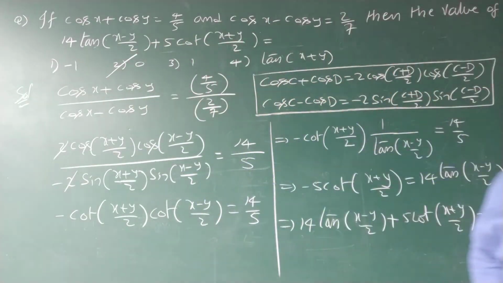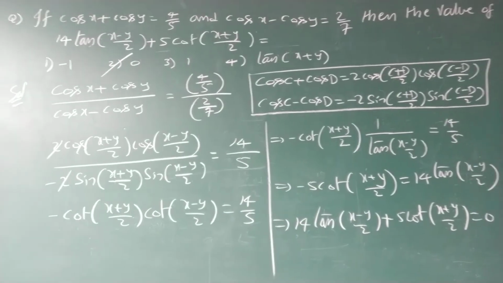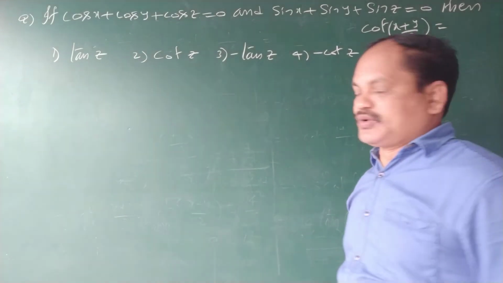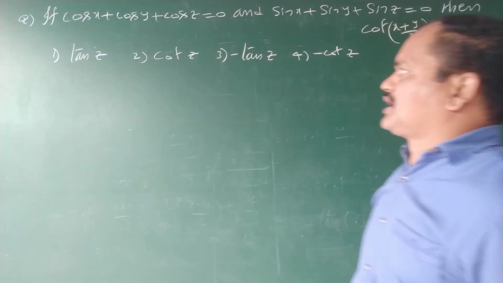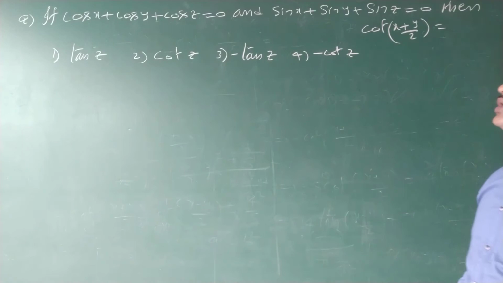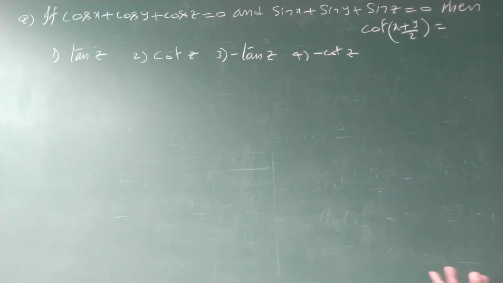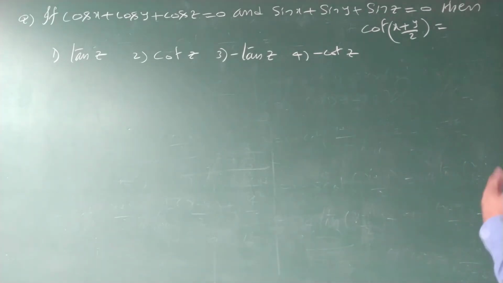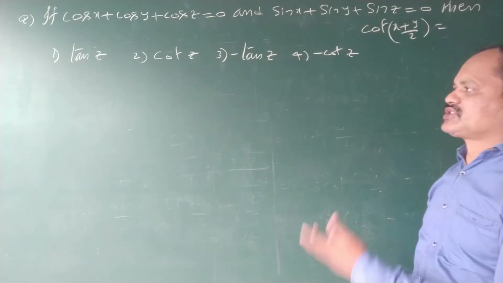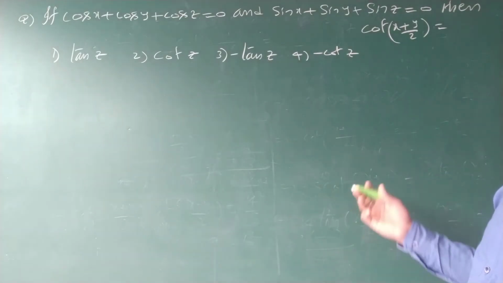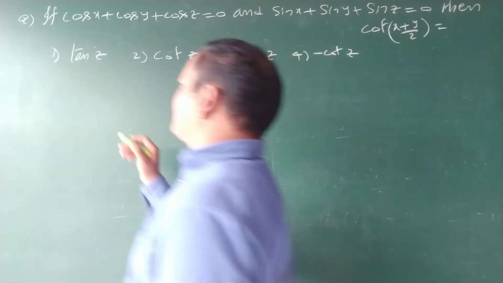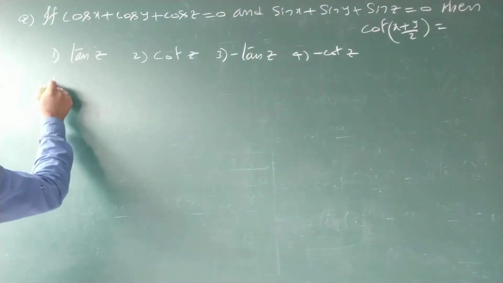Now we are going to one more question depending upon this concept. Now observe the next question: if cos x plus cos y plus cos z is equal to 0 and sin x plus sin y plus sin z is equal to 0, then cot (x plus y) by 2 is equal to: the first option tan z, the second option cot z, third option minus tan z, and fourth option minus cot z. Now we have to solve this question. Now the solution for this question.